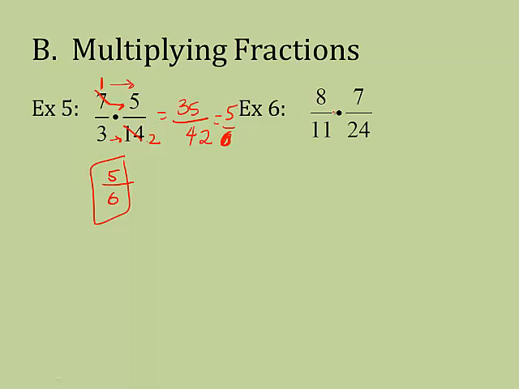On example 6, it's quite similar. 24 is a multiple of 8, so I can reduce that. 8 goes into 24 3 times with 1 left over. By doing that, I don't have to do any crazy big multiplication like 11 times 24. That's not required because now I've just got little numbers. 7 over 33, and I'm done. So I encourage you to reduce as you work through these problems so that you're not multiplying gigantic numbers together.